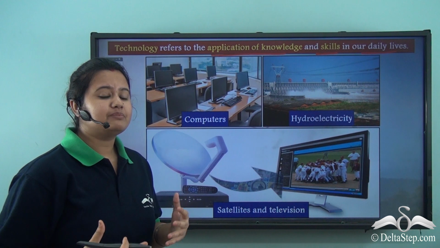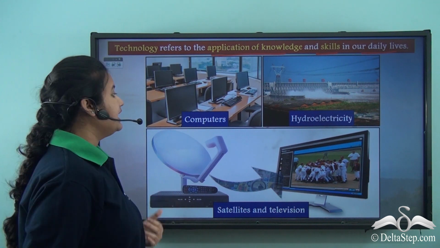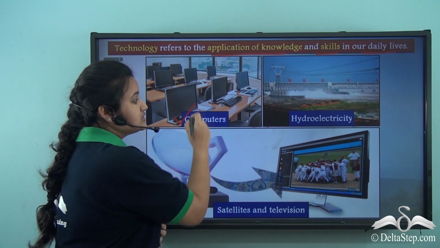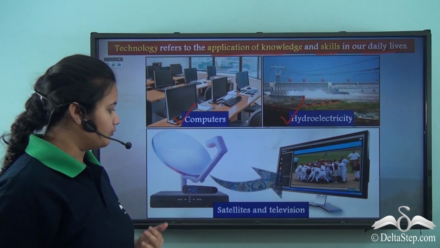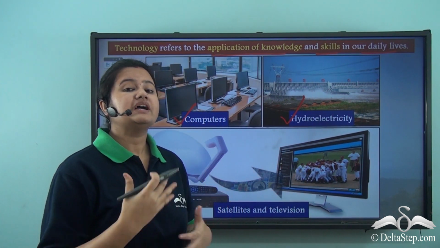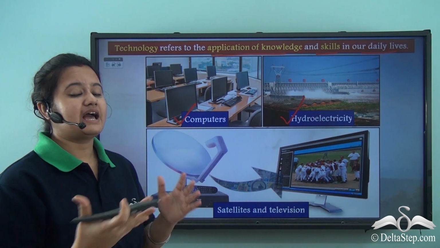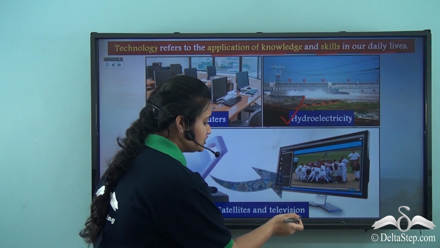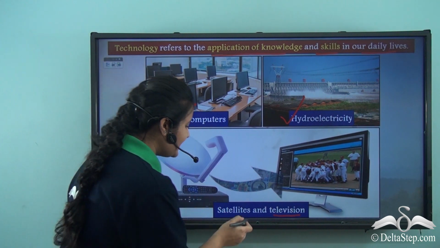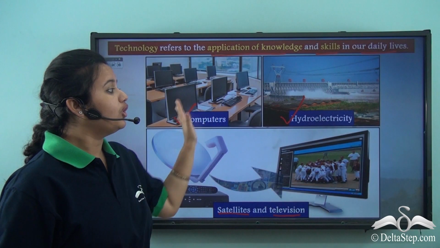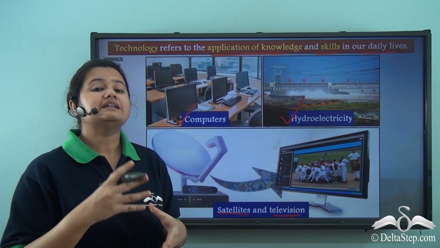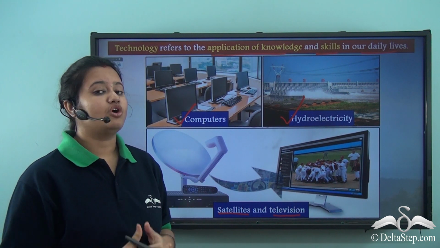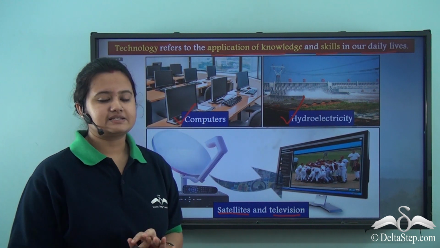Now, a few examples of technology are the invention of computers, wheels, production of hydroelectricity from water, and also dissemination of ideas and information through television or radio with the help of satellites. So all these unimaginable things have been possible with the development or evolution of technological progress.